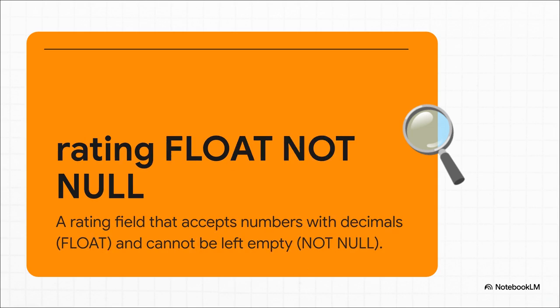And finally, our rating. Float just means it's a number that can have a decimal point. Perfect for something like a 9.3 rating. And again, that not null rule is there, making sure every book in our collection actually has a rating.